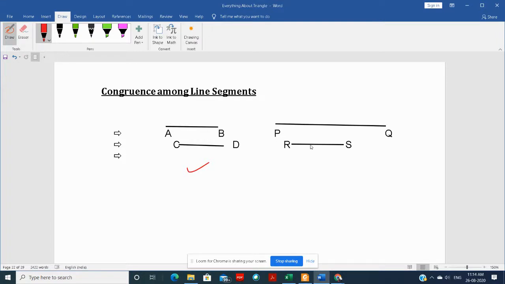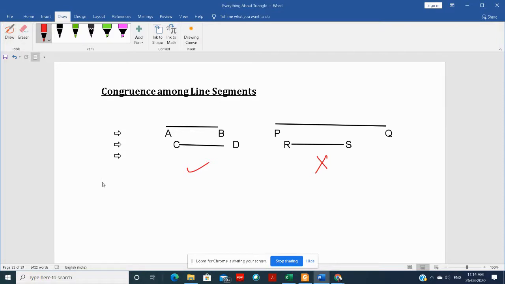So for PQ and RS, we can say that PQ is not congruent to RS because the line segments don't coincide when placed one over other. Just by looking at them, we can say that their lengths are different. So this is not congruent.